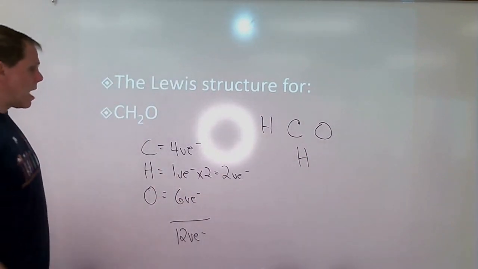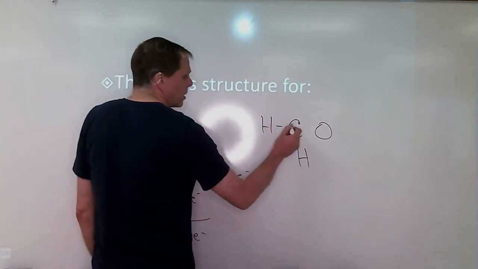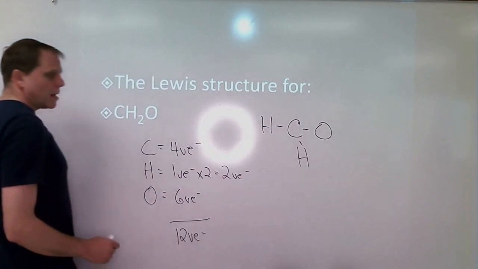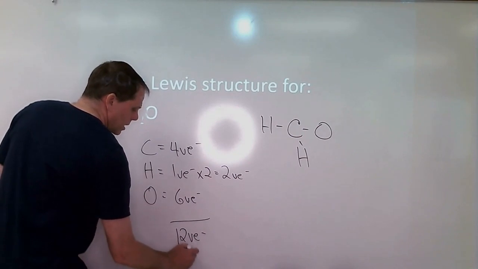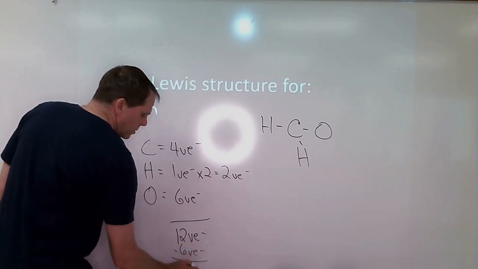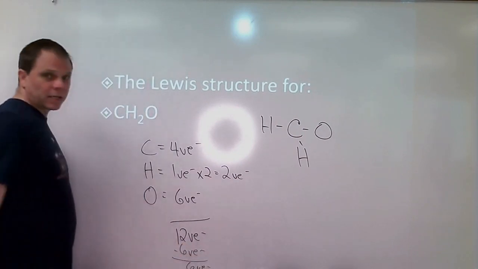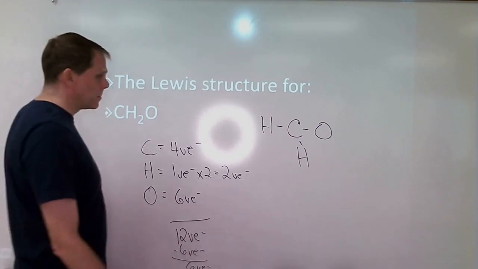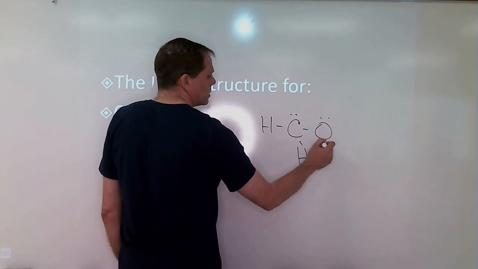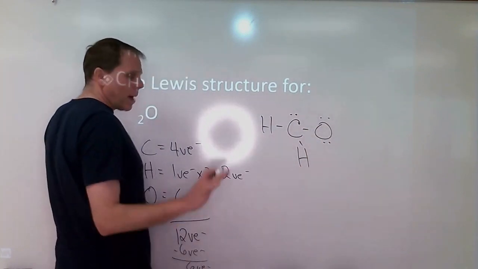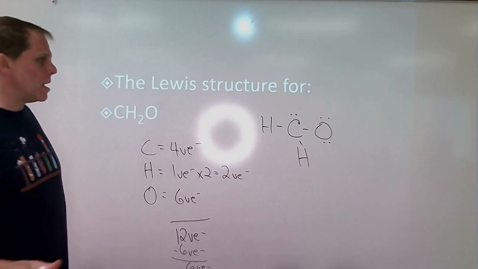Okay, so now my job is to put bonds between everything. Start with that. I've done 2, 4, 6 electrons I've used. So I got to subtract those 6 valence electrons I've used. So now I have 6 valence electrons left to place around here. So let me start placing them. 2, 4, 6. Okay, am I happy? Am I done? It looks like I'm done, but I'm not.